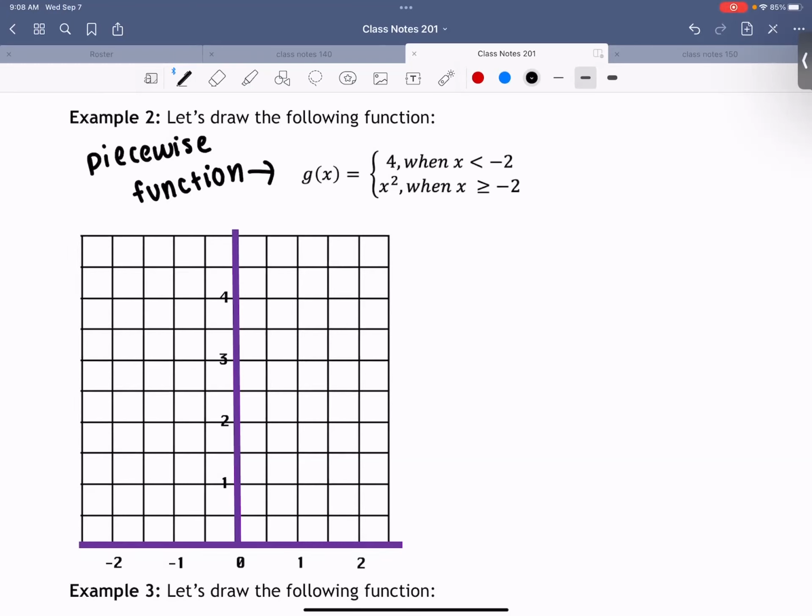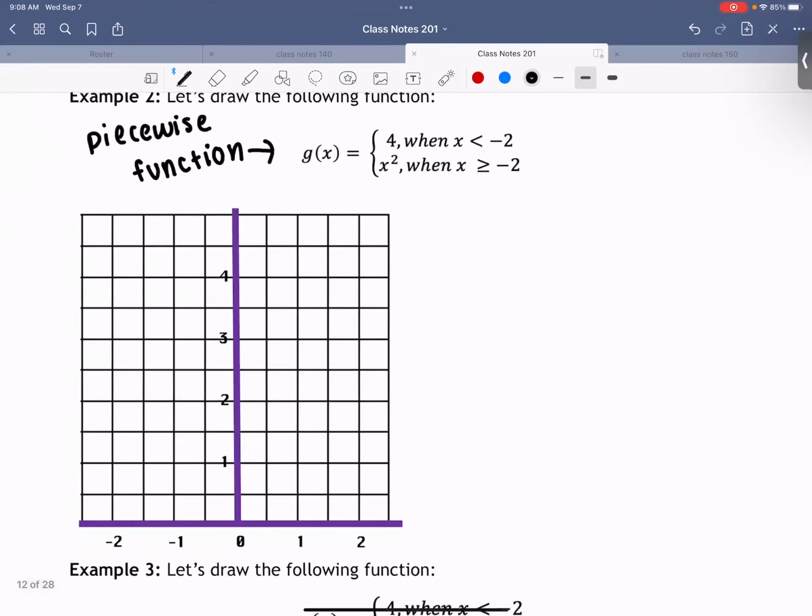Okay, first of all, let's try to graph what this function looks like. So g of x is 4 when x is less than -2, and it's x squared when x is greater than or equal to -2. How would I go about even drawing this function? When we look at the first part, which is when x is less than -2, we know that's going to be a hole because it doesn't equal -2. Good.